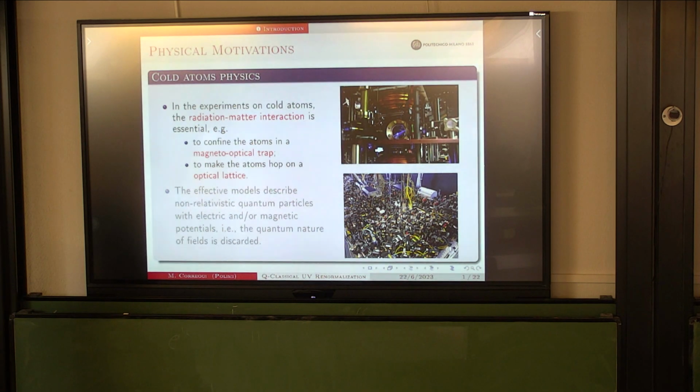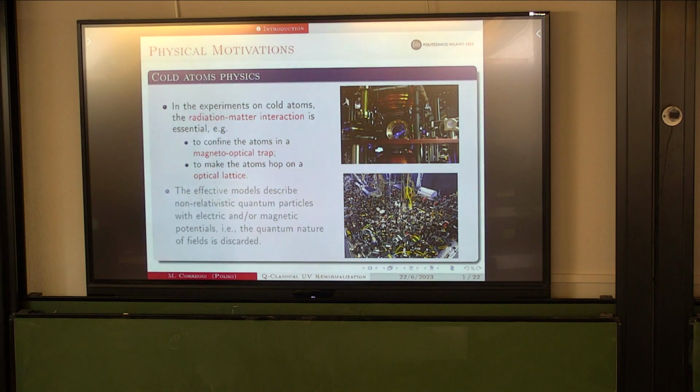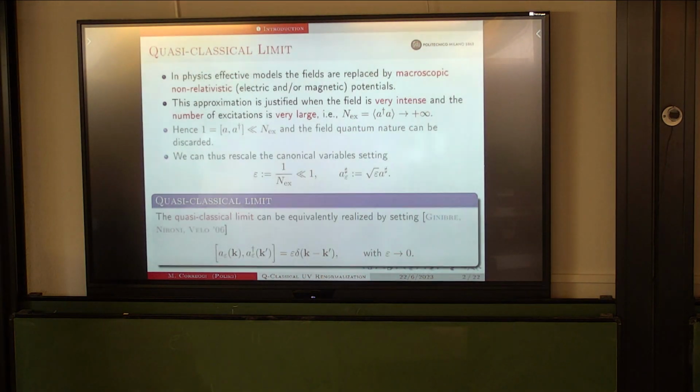And so they treat all those fields as classical fields. They replace them by potentials, essentially, either electric or magnetic potentials. They don't care about the quantum nature of fields, which is reasonable in a certain way. But why is it so? Can we show that it is correct to some extent, or to a rigorous extent, you may say? So that's the starting point.